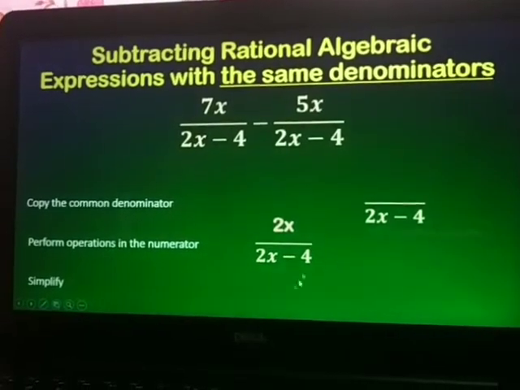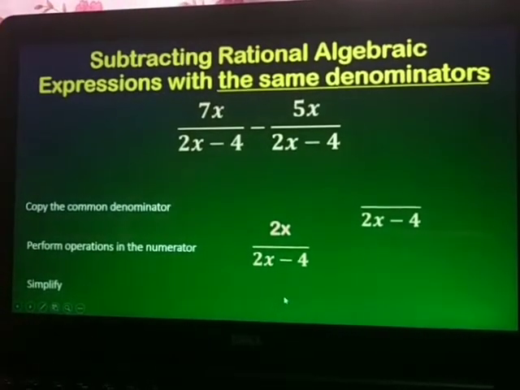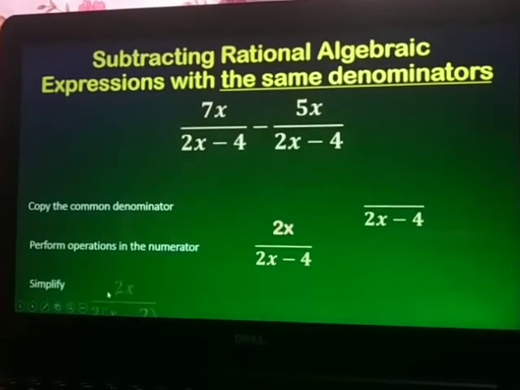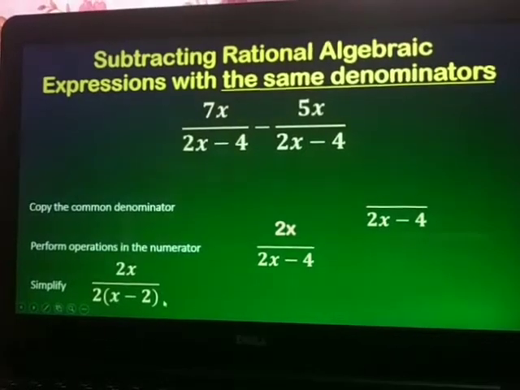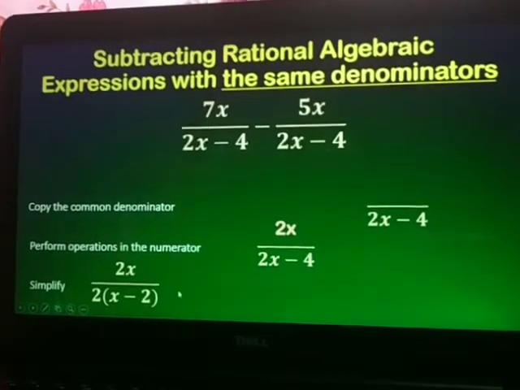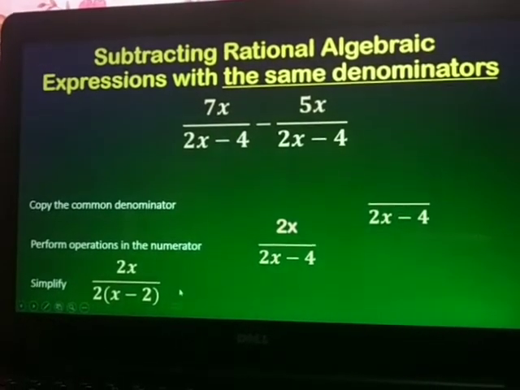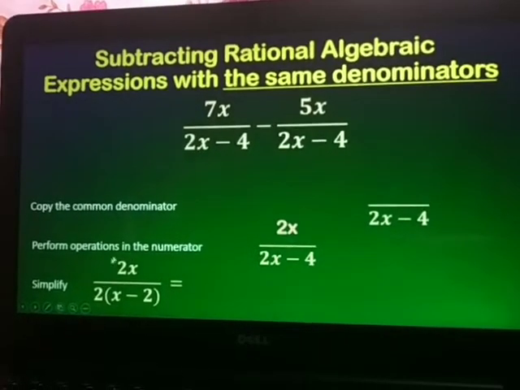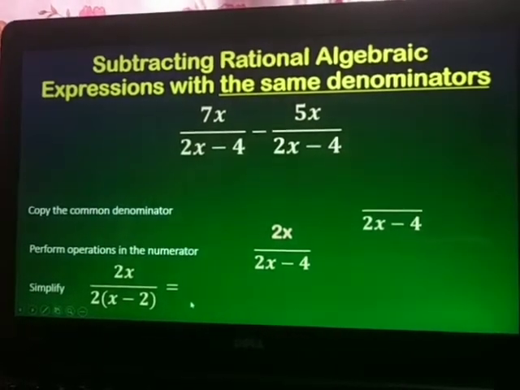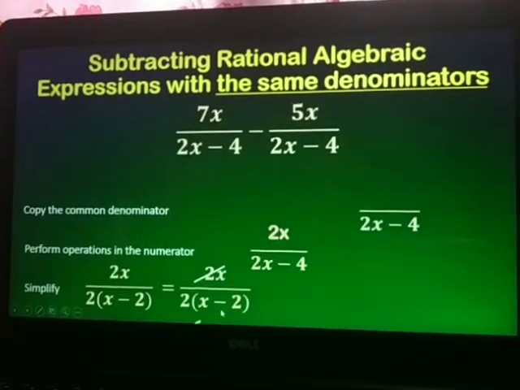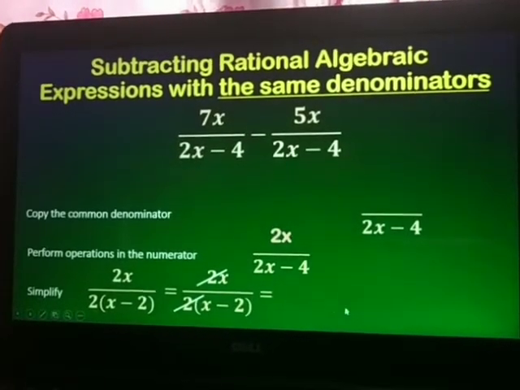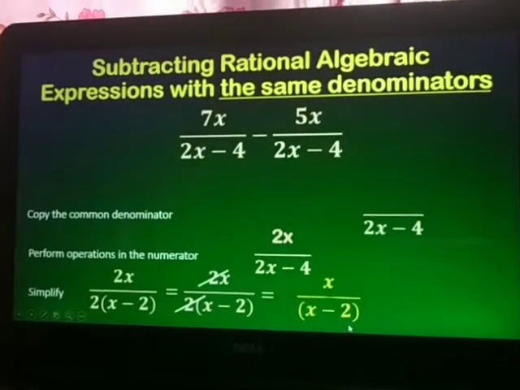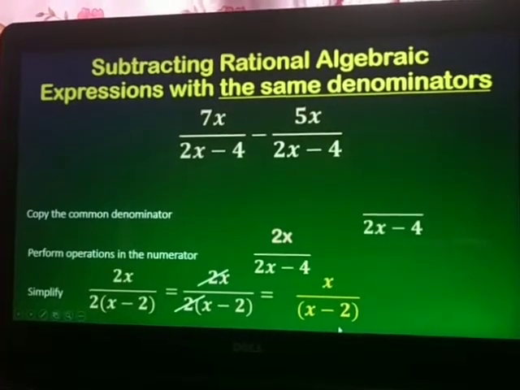Now, is this already in simplified form? I think not, so we have to factor. 2x over 2x minus 4 becomes 2x over 2 times x minus 2, using your greatest common monomial factor. And so what is the common factor that we can divide? Is there a common factor in our numerator and denominator? Yes, there is. It's 2. 2 is common, so it will become 1. What remains is our answer. Our final answer is x over x minus 2.